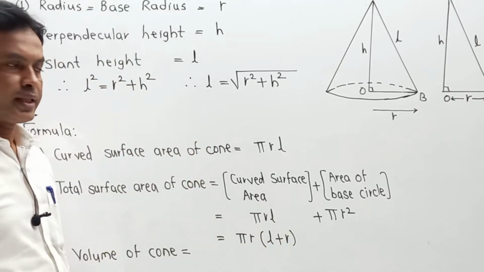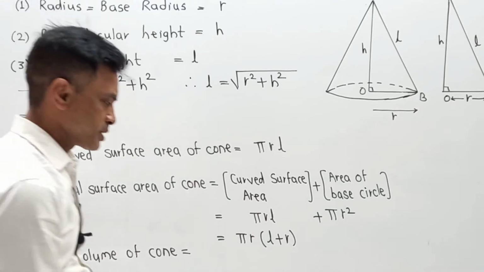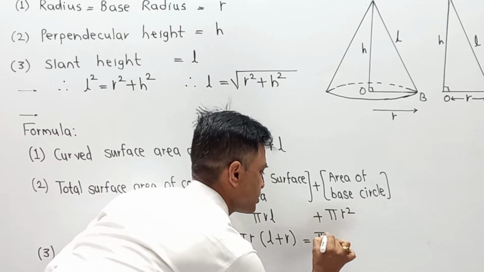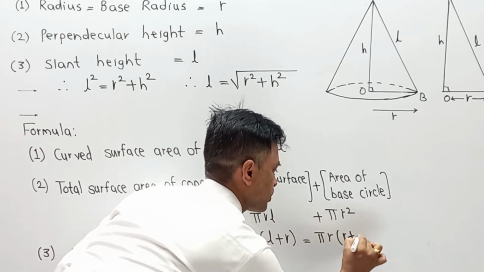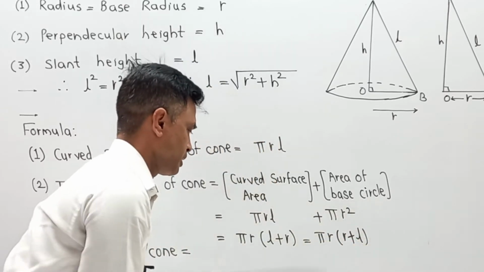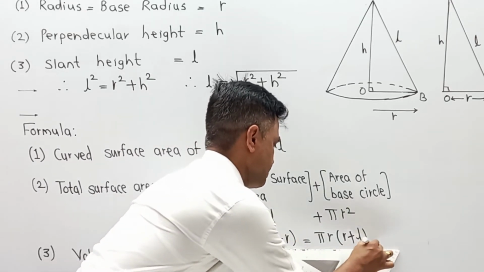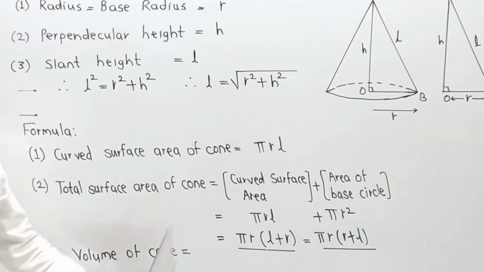This is one way that you can represent it, or sometimes it is also represented as pi r into bracket r plus L. The part remains the same, pi r into bracket r plus L. Both ways this formula remains the same. And this is the second part that is required over here.